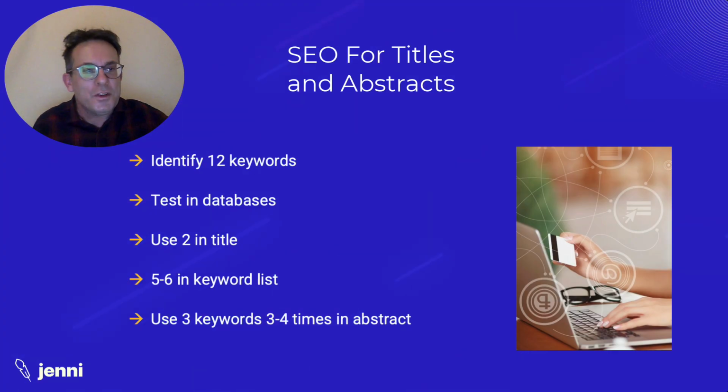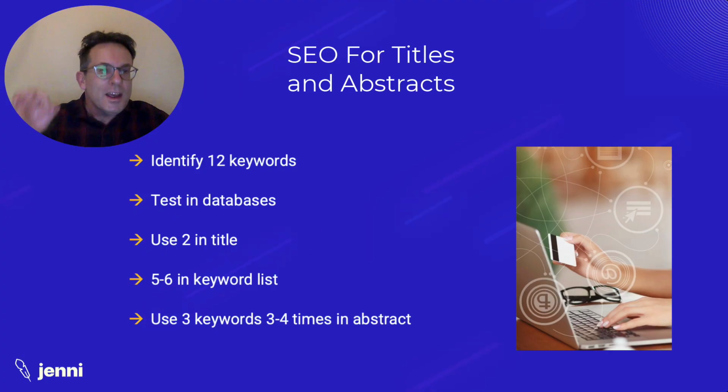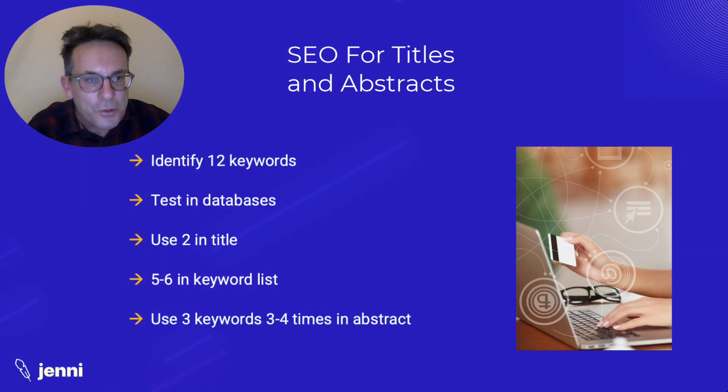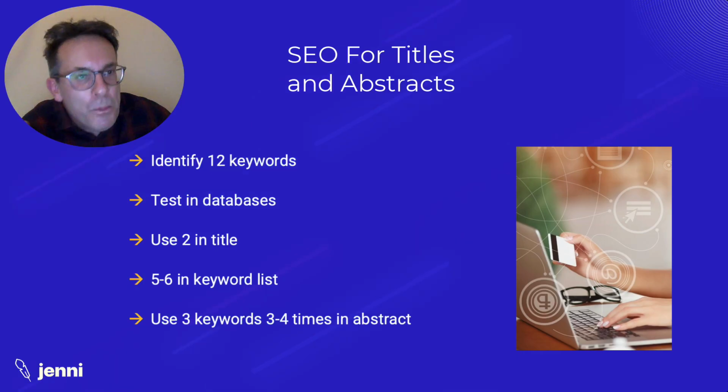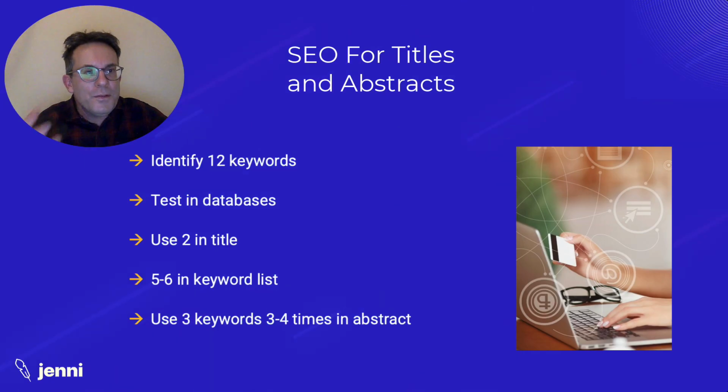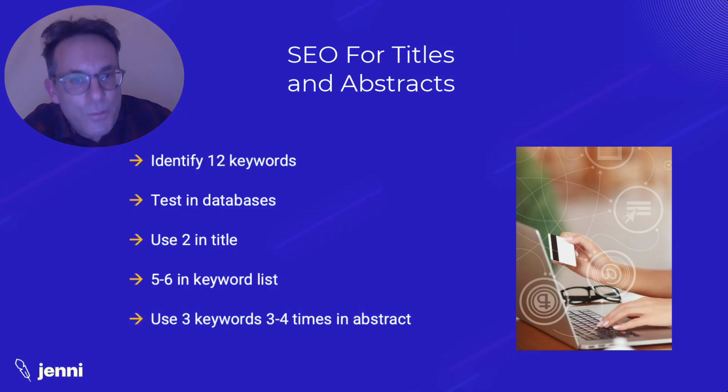You don't want to use the same keywords in the title and in the abstract as you have in your keyword section, because that would be a waste of keywords. Keeping them separate between the title and the keyword section is a good tip. But this will help you to be discoverable. This approach will mean that your work is easier to find.